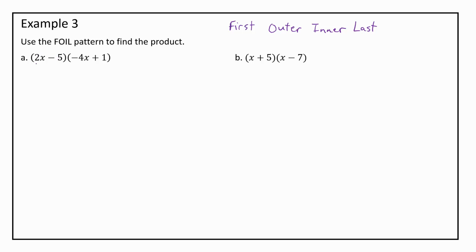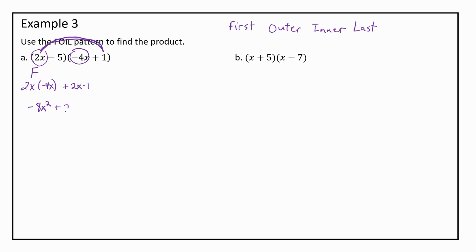So for instance, first is the first term in each parenthesis. So I'm going to take the 2x and the negative 4x, and I'm going to multiply those together for F. So that's negative 8x squared. Then I'm going to do outer. So the outer terms here are the two that are farthest outside. So the 2x and the 1.